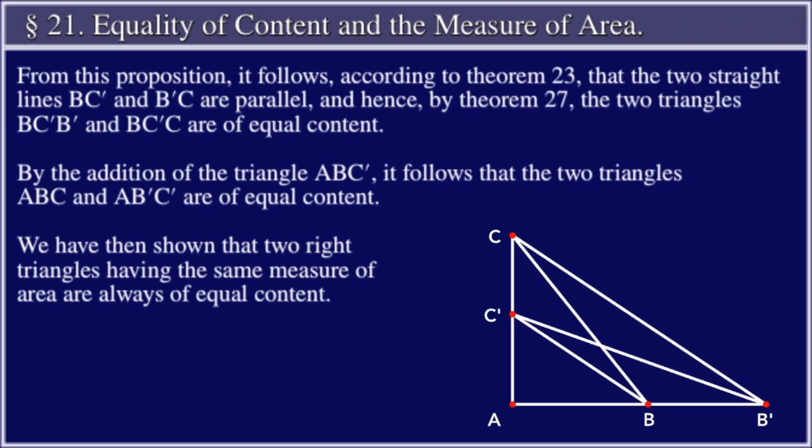From this proposition, it follows, according to theorem 23, that the two straight lines BC' and B'C are parallel, and hence, by theorem 27, the two triangles BC'B and B'C'C are of equal content. By the addition of the triangle ABC', it follows that the two triangles ABC and AB'C' are of equal content. We have then shown that two right triangles having the same measure of area are always of equal content.